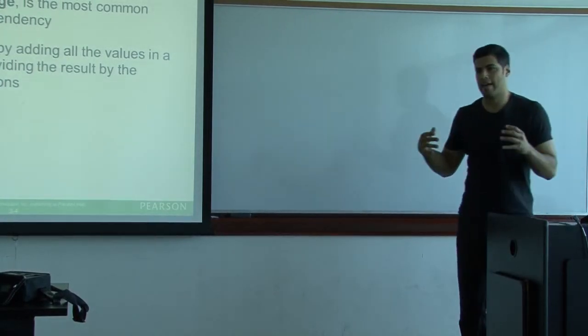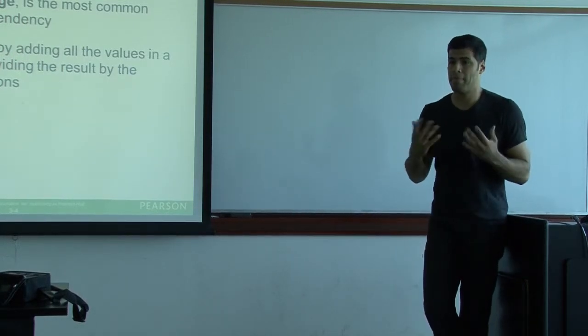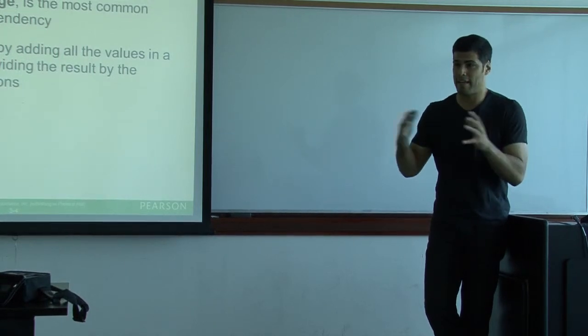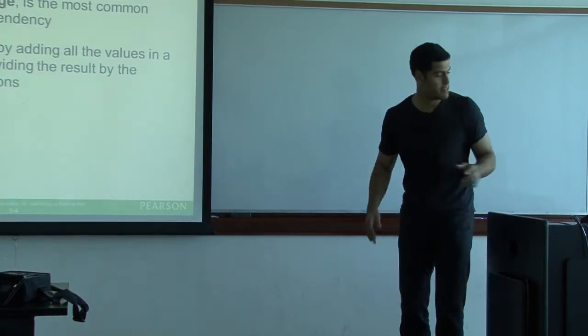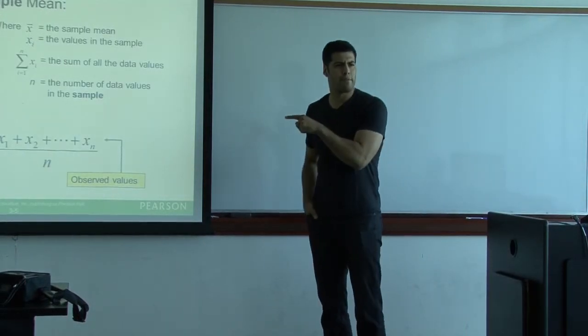We have a data set with n number of observations. You add them up, and you divide it by n, right? Where n, we said last time, was the size of the data set, the number of observations in the data set. All right, so now let's look at the notation. We're going to work on an example in a minute, okay?